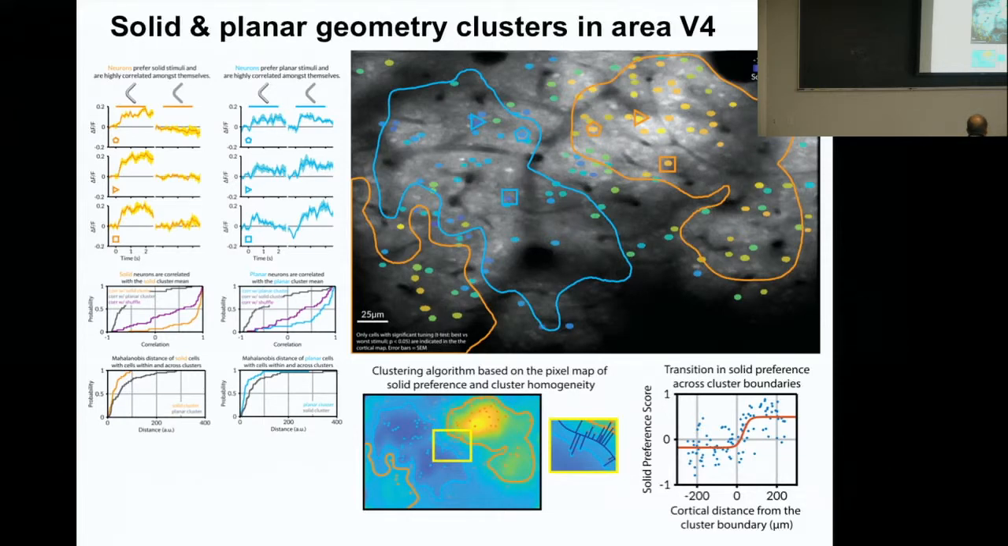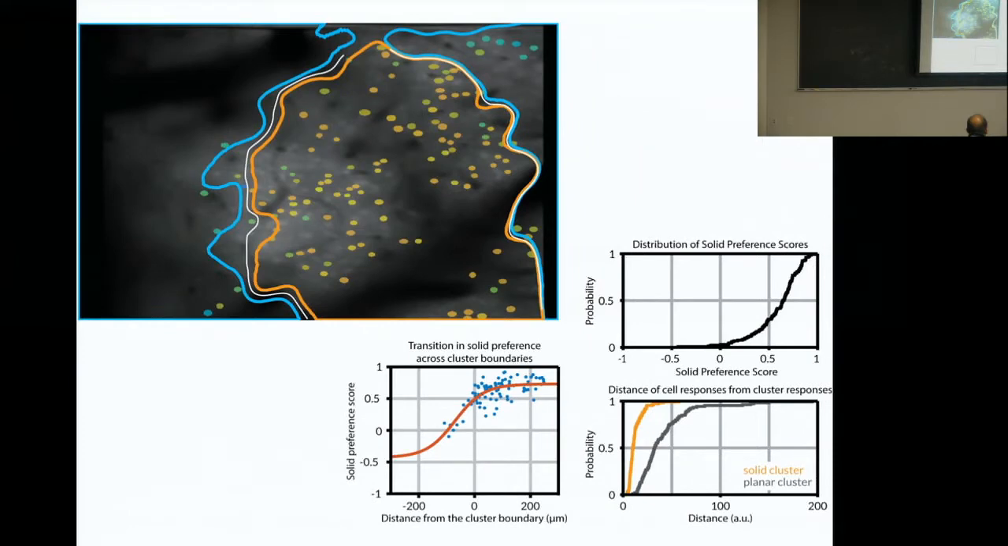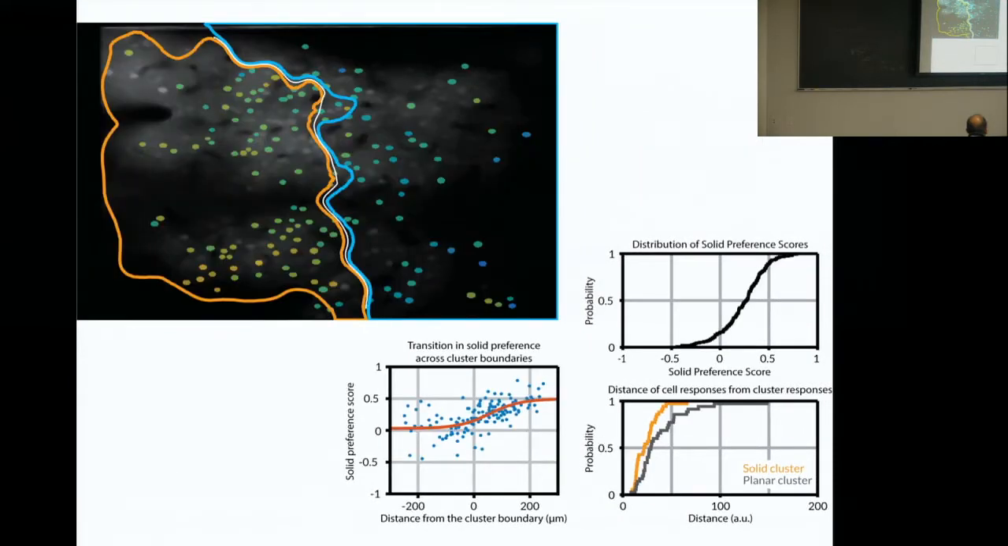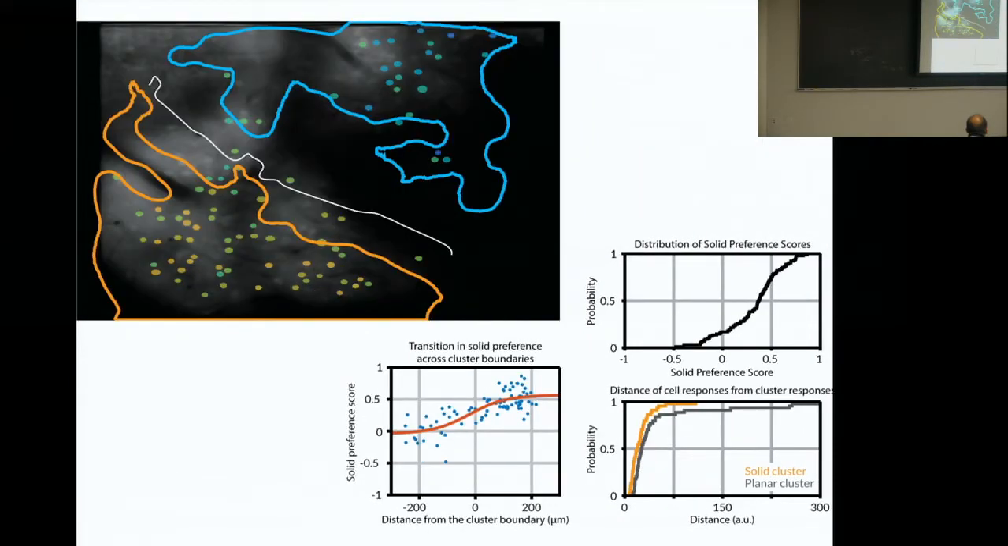And so that's one example. There's another example. There's another example. And the general finding was that if you look at a cumulative histogram for this bias towards solid shape, you see not a whole lot of bias towards planar shapes, plenty of bias towards solid shapes.